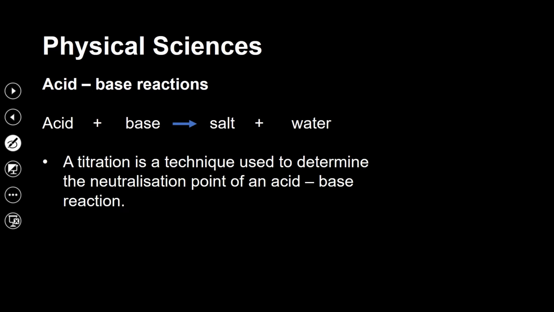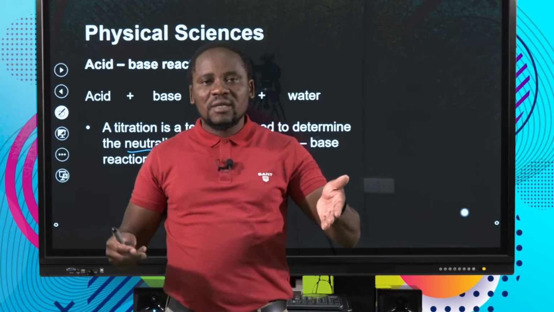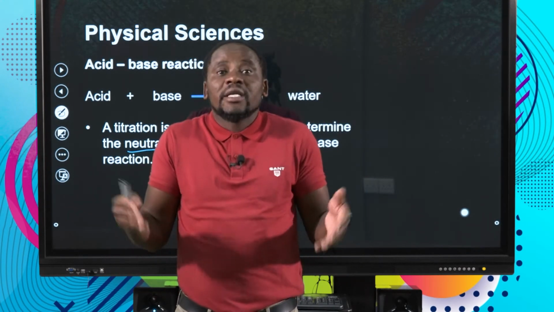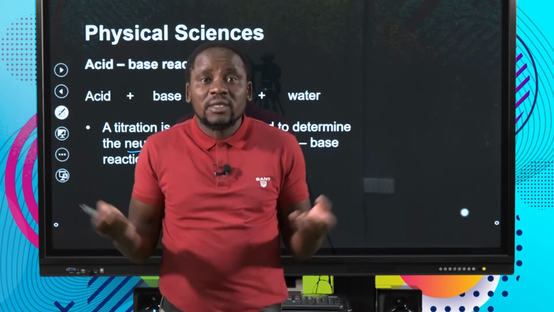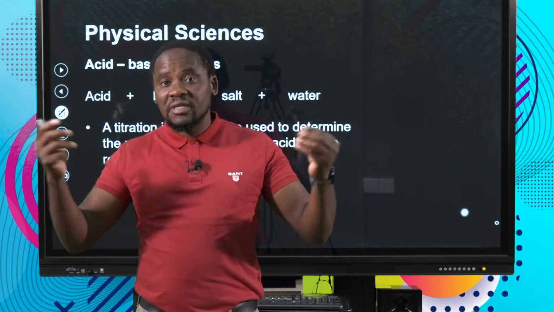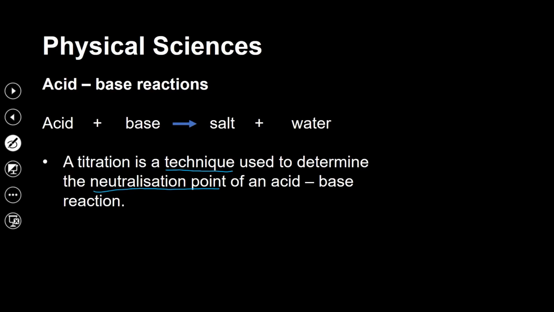And then a titration becomes a technique. So it's a procedure that is used to determine the neutralization point of an acid-base reaction. So for you to determine the neutralization point, we make use of an indicator in a reaction between an acid and a base, right? So hence we're saying that generally or ordinarily, this is actually a neutralization type of reaction, if we were to classify these reactions as we know them.